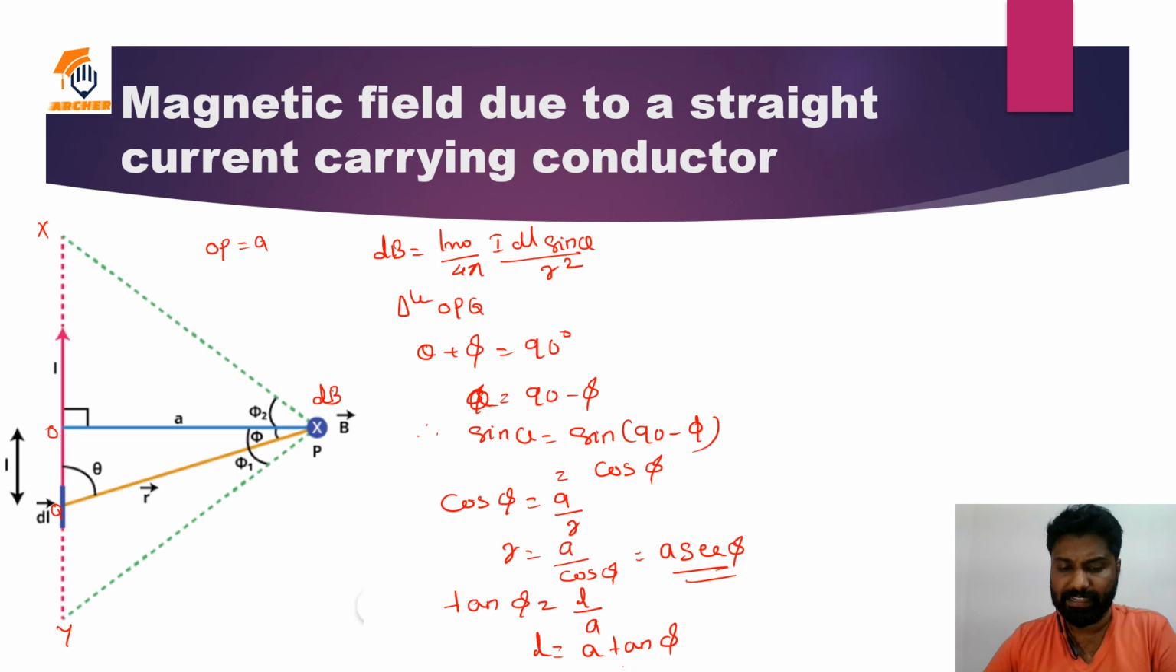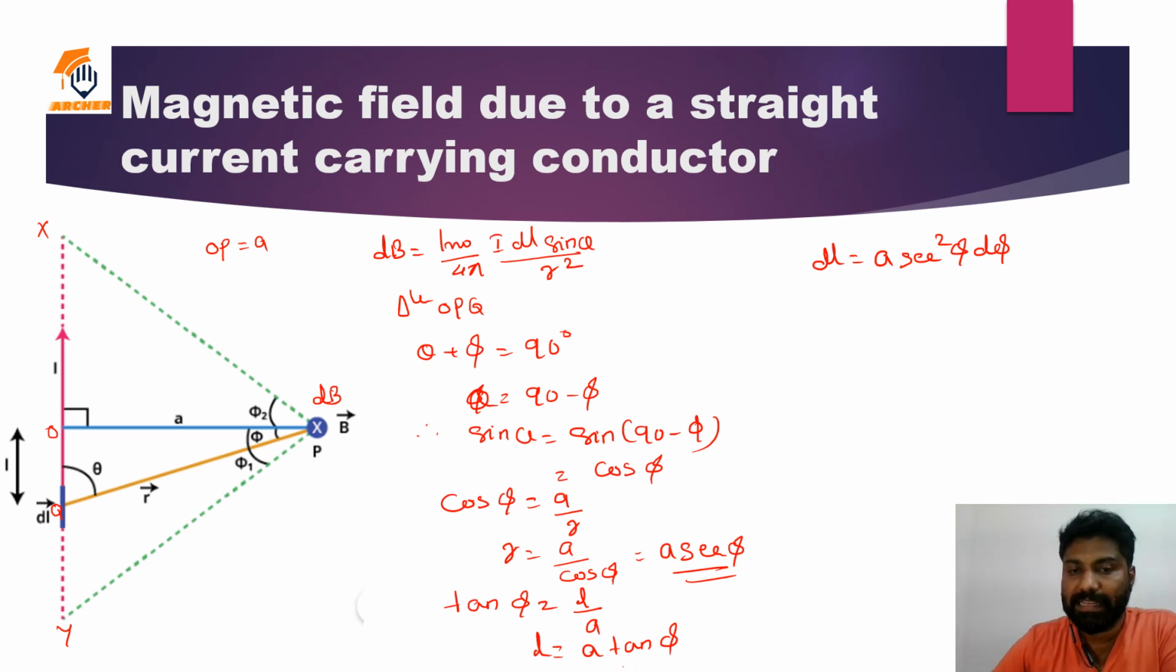If I differentiate this, what do we get? dl will be equal to, A is constant there, right? What is the differential of tan phi? That will be sec square phi d phi. So we get A sec square phi d phi. So instead of this dl, we need to put A sec square phi d phi.